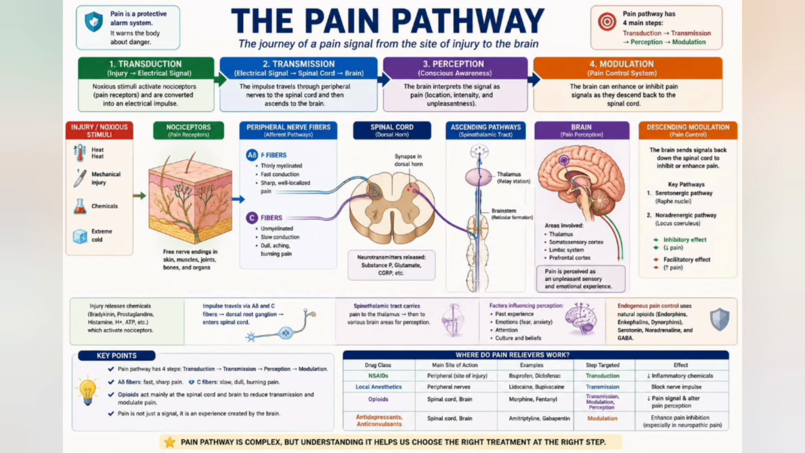Now, before we understand how opioids, local anesthetics, and NSAIDs work, it is also important to understand the pain pathway, that is the journey of a pain signal from the site of injury to the brain. The pain pathway consists of four main steps. First step is transduction. Second is transmission. Third is perception, and fourth is modulation. We will discuss these steps one by one, and later on we will come again to this slide for more explanation.